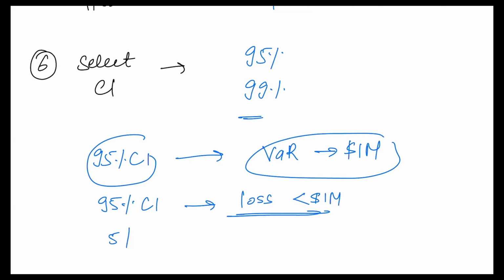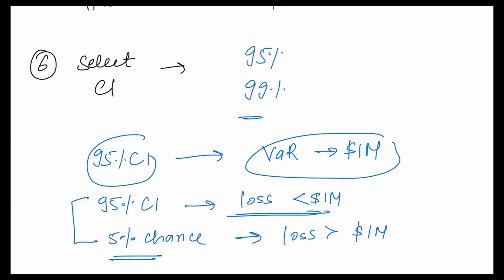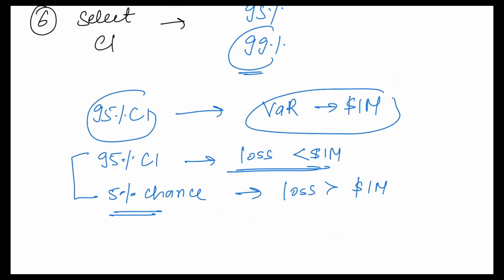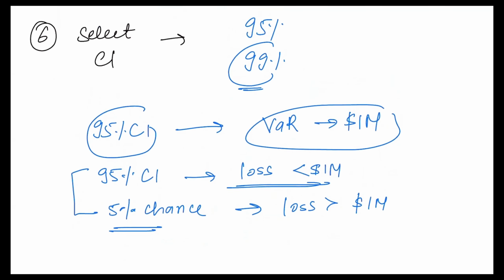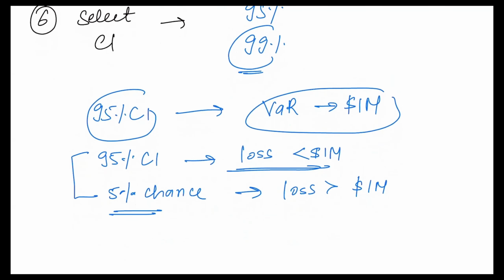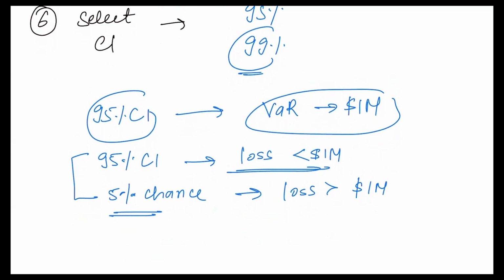But again, there's a 5% chance, or you can say a 5% uncertainty, that my loss can be greater than $1 million. So this is what the confidence interval signifies. You can take 99, 95, or any other confidence interval, whatever you want. With this confidence interval, we try to calculate the Z value. The Z value is used to determine the threshold below which a certain percentage of the data falls, indicating the level of confidence associated with the VaR estimate.